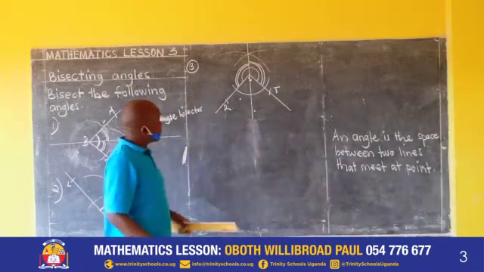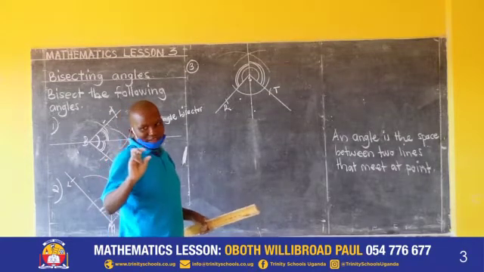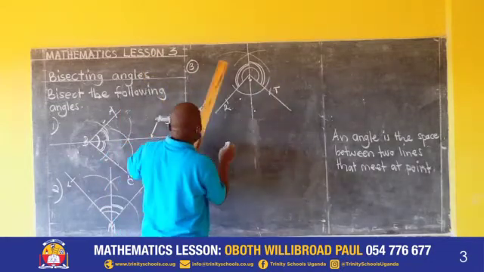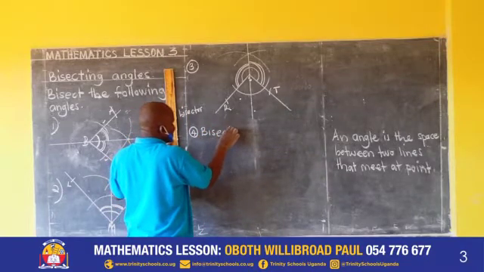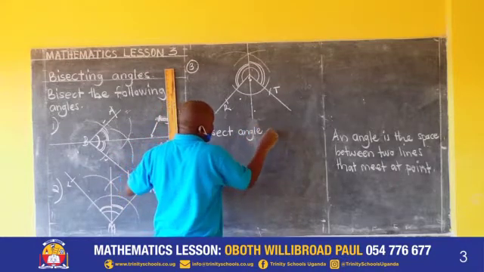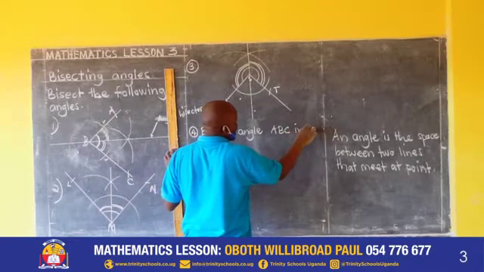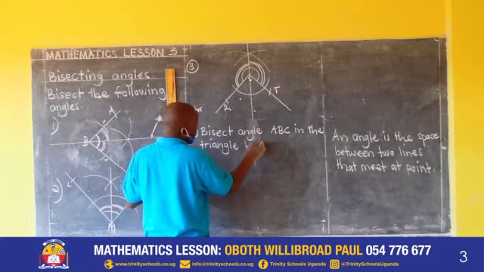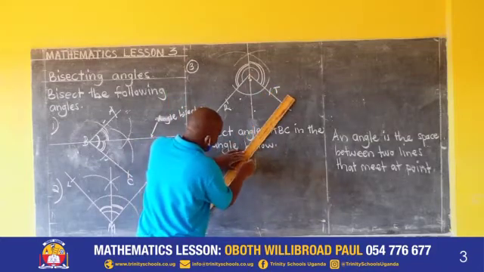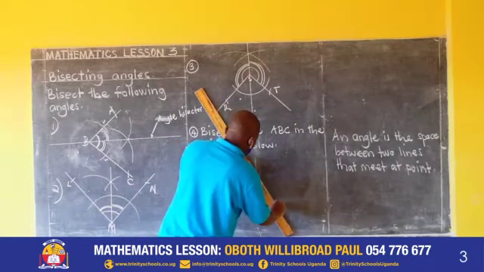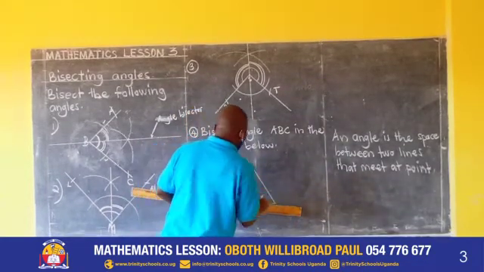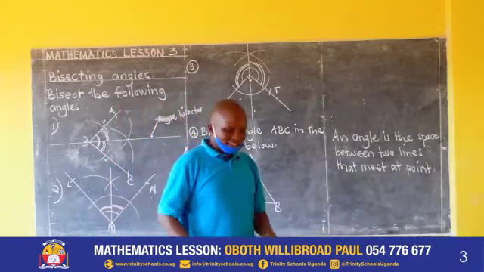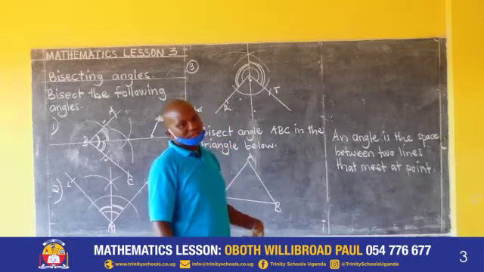So it can also be given in a figure. For example, we have worked out and say bisect, the question says bisect angle ABC in the triangle below. So the triangle is this one, that one, that one. A, B, C. Don't complain and say that again. For us, we have never learned how to bisect angles in figures.